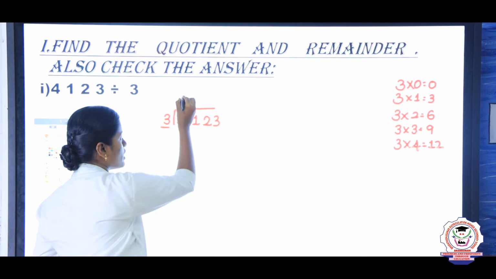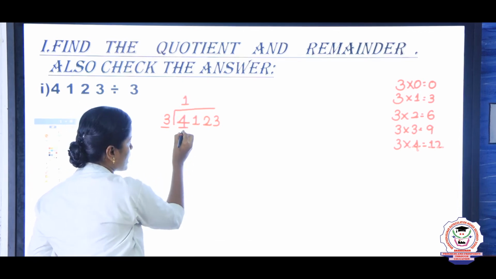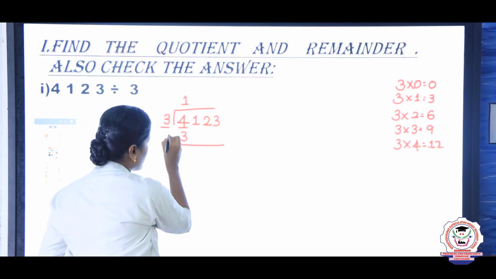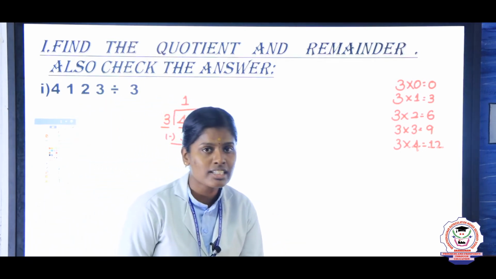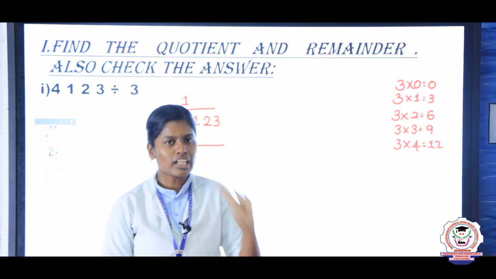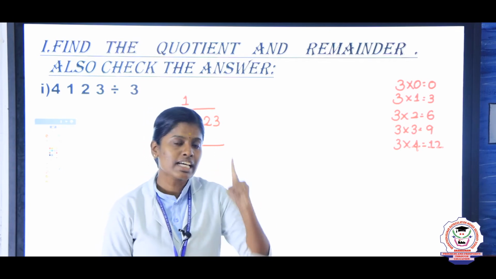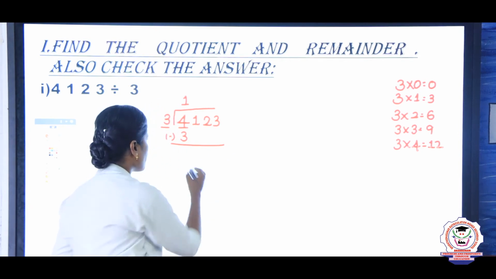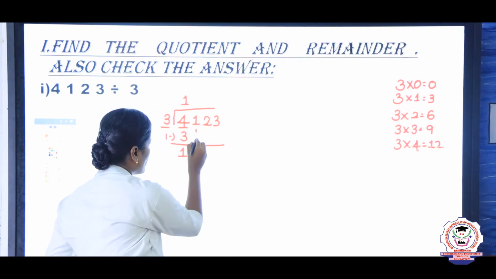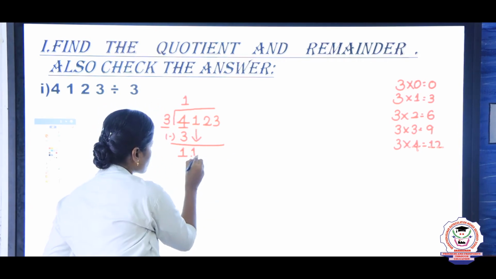So the quotient value is 1, 1 threes are 3. Now we are going to subtract this. What is the answer? 4 minus 3. Just show your 4 fingers and fold 3 fingers. Remaining we have 1. So the answer is 1. Now you should bring down our next number, 1.